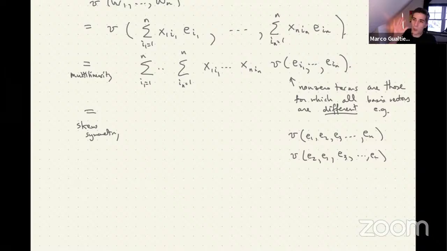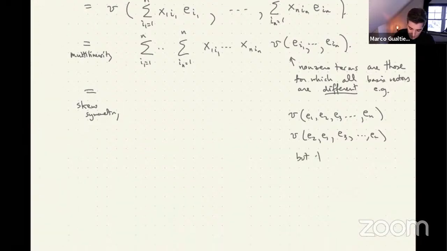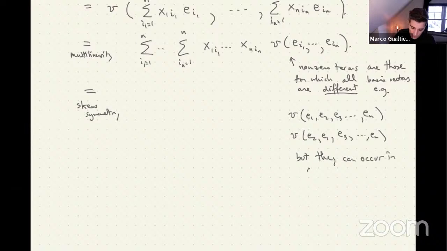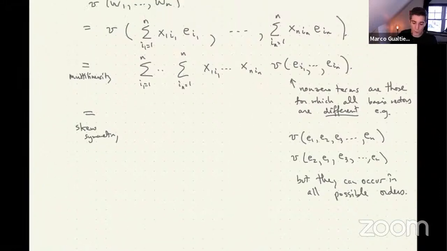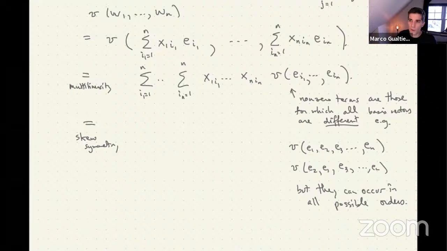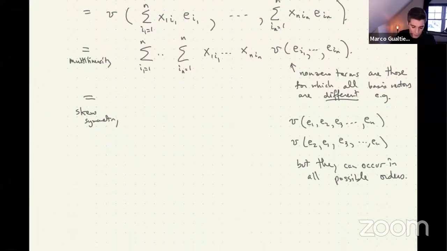The only way in which the expressions differ is that they're in a different order. But they can occur in all possible orders, right? We could have 1, 2, 3, 2, 1, 3, 3, 1, 2, and so on. Okay, and then I'm going to use the skew symmetry to put them all into a standard form.